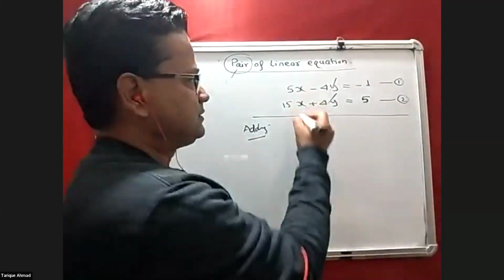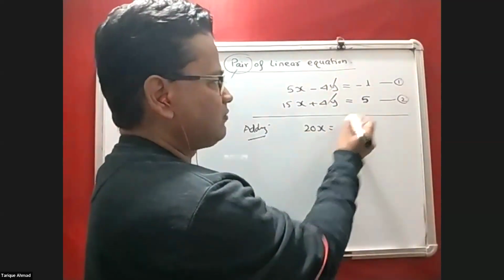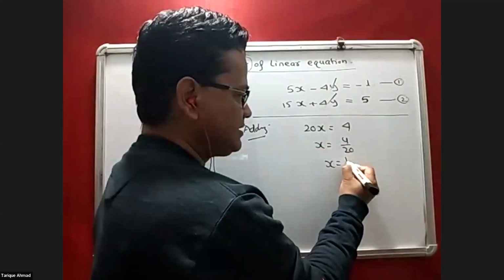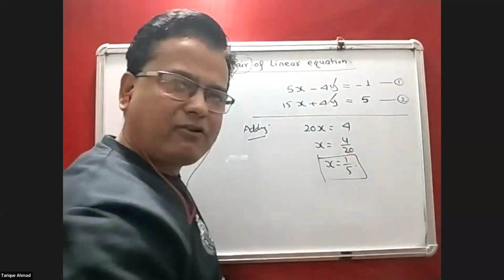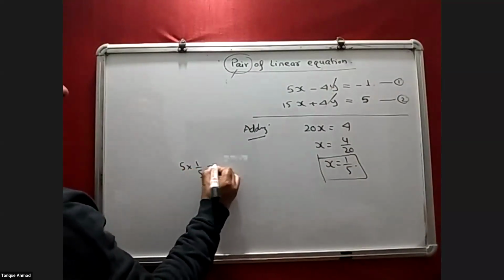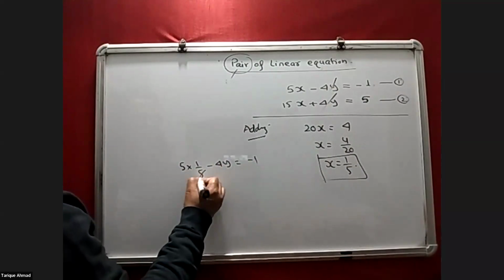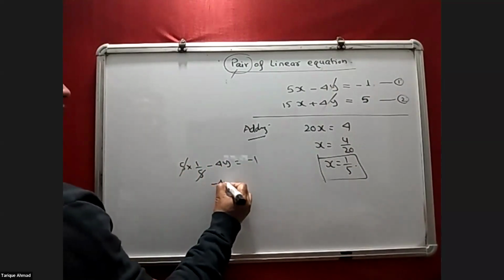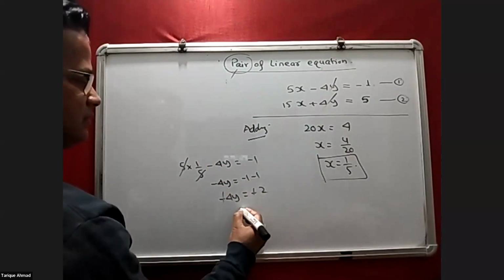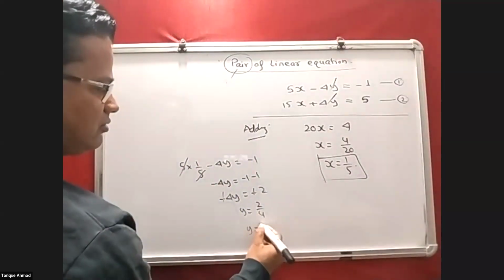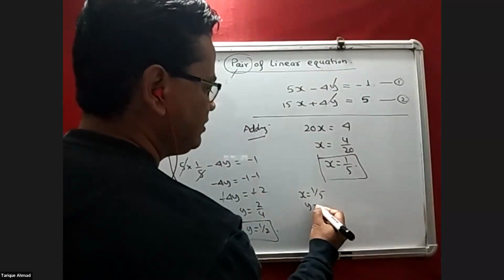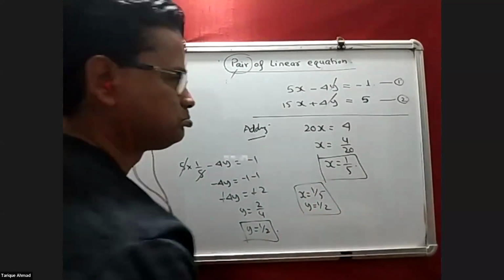Okay, this is cancelled. So 20x equals 4. X is 4 by 20. X is 1 by 5. We get the value of x. Now we can put it here: 5 into 1 by 5 minus 4y equals minus 1. Cancel. Minus 4y equals minus 1 minus 1. Minus 4y is minus 2. So y is 2 by 4. Y is 1 by 2. So we get the value of x as 1 by 5 and y as 1 by 2.